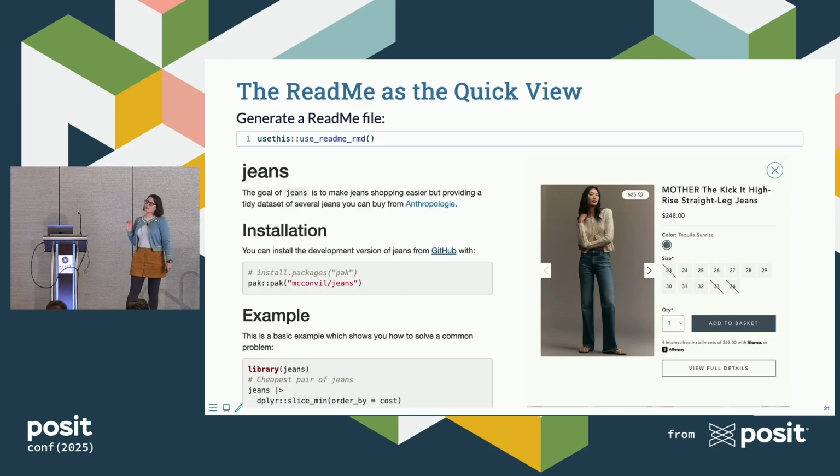So I want you to think about the README as the Quick View. You're trying to help the user decide very quickly whether or not they should be interested in your package. So you want to give them a big picture overview of what the package does, how they can install it, and maybe a simple example of how they could use your package. Okay? So we have that for our genes.